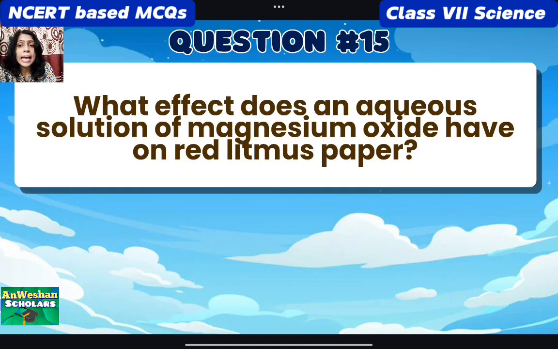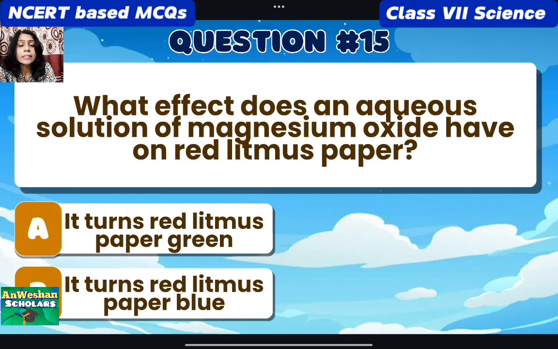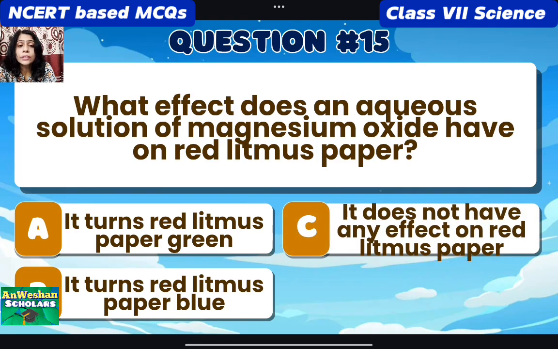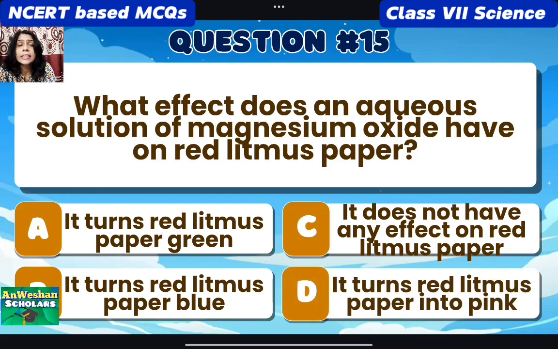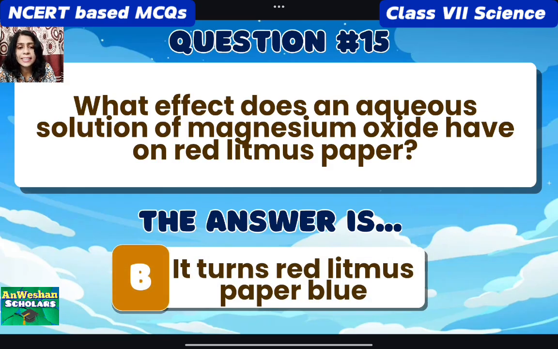So moving on to question number 15. What effect does an aqueous solution of magnesium oxide have on red litmus paper? Option A, it turns red litmus paper green. Option B, it turns red litmus paper blue. Option C, it does not have any effect on red litmus paper. Option D, it turns red litmus paper into pink. Recall that magnesium oxide is basic in nature and bases turn red litmus into blue. So our option B is the correct option. It turns red litmus paper blue because magnesium oxide is basic in nature.